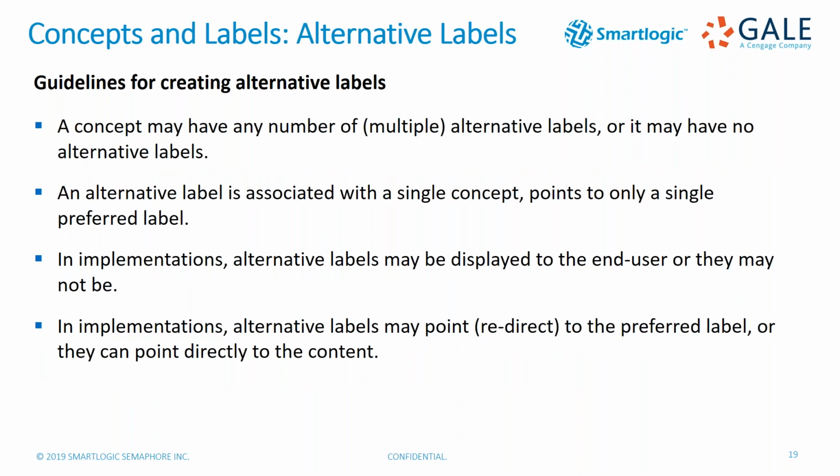More guidelines. So a concept may have any number of alternative labels, one or none. A specific alternative label, a word or phrase, is associated only with a single concept, points to one preferred label. You can't reuse alternative labels in different concepts. And in implementations, alternative labels may or may not be displayed to the end user, and they may or may not redirect to a preferred label. They could take the user directly to the content, depending on how you want to design your interface.